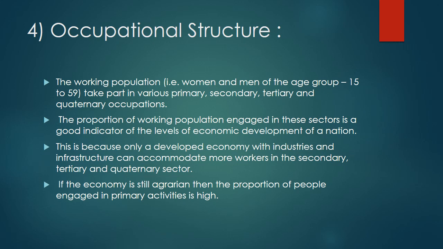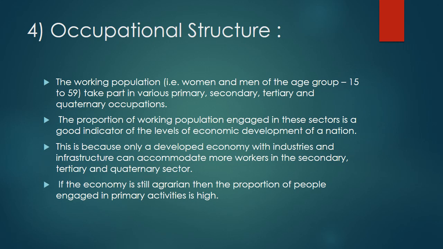The age structure from 0 to 14 and above 60 is considered as dependent age population. So wherever the age group between 15 to 59 is larger, in that particular nation the economic development is also more. This is because only a developed economy with industries and infrastructure can accommodate more workers in the secondary, tertiary, and quaternary sectors. So wherever the economy is developed, the industries are developed, and new infrastructure can accommodate a large number of workers, and because of that, secondary, tertiary, and quaternary activities can also be carried out.